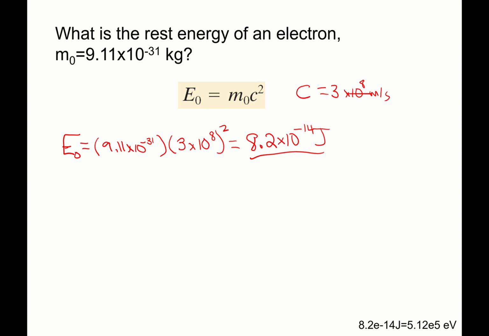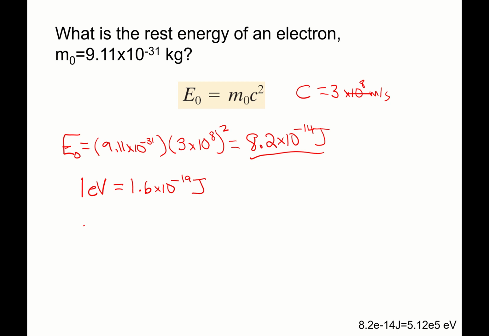So normally when we talk about energies that are very small, we talk about them in terms of electron volts. If you remember, the energy of electron volts was introduced probably back in module 2 when we were talking about voltage. If you move one electron through a voltage of 1 volt, you get an energy of 1 electron volt, which is 1.6 times 10 to the minus 19 joules.